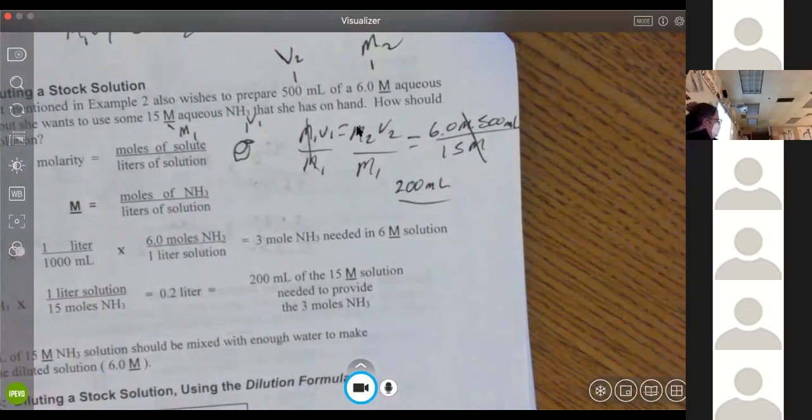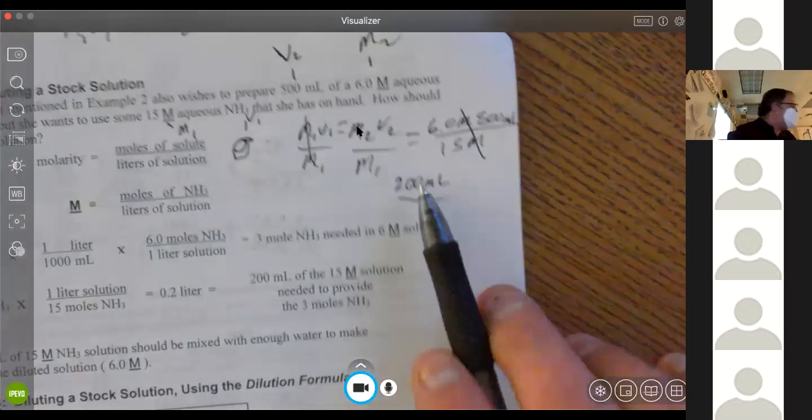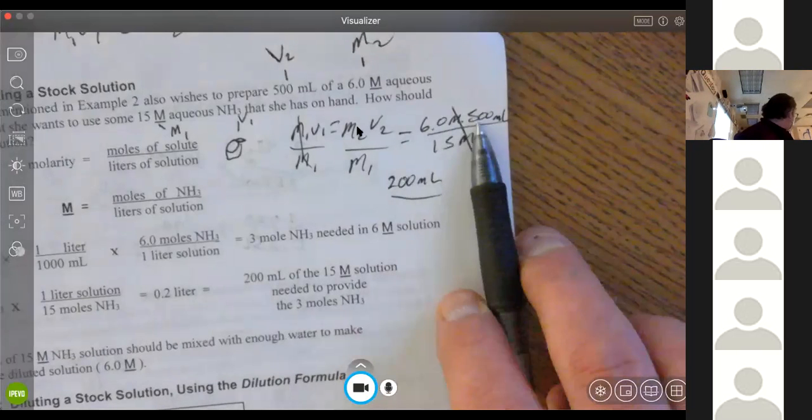Because when it comes to solutions, sometimes 50 plus 50 does not equal 100. There is space between the particles. If I take 50 milliliters of water and 50 milliliters of alcohol, I'm not going to get 100 milliliters of solution. So just keep that in mind. That's why we always use the term add enough water to reach 500. Easy enough.